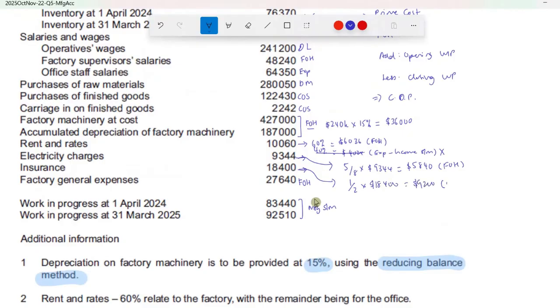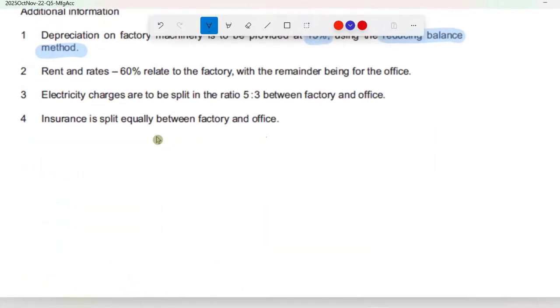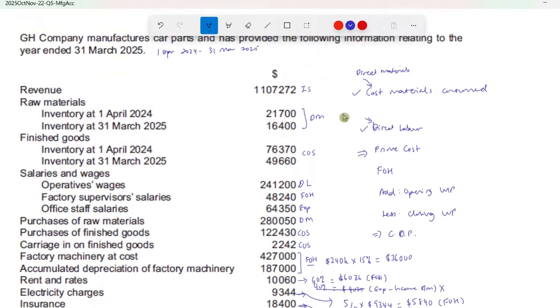9,200 is to be charged to factory overhead. The other half is expenses in the income statement. So once again, we are not going to need that part of the answer done. It's not asked in the question. Right. So that's the additional information. We have tidied up all the required information.